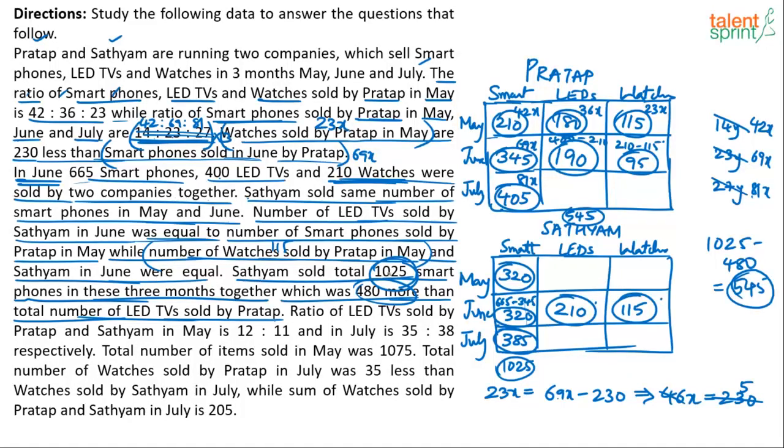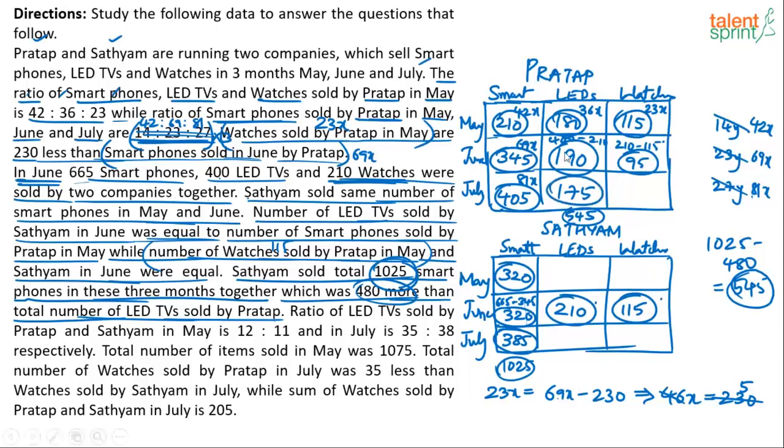I repeat, Satyam sold a total of 1025 smartphones in these 3 months together, which here refers to 1025. 1025 was 480 more than total number of LEDs by Pratap. So 1025 is 480 more than how much? 1025 is 480 more than 545. So that 545 is actually the number of LEDs sold by Pratap. Now I already know the number of LEDs in May and June for Pratap, 180 and 190. How much is that? 370. Yes or no? So what will be the number of LEDs in July? 545 minus 370. That is 175.